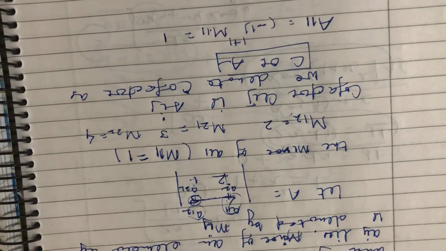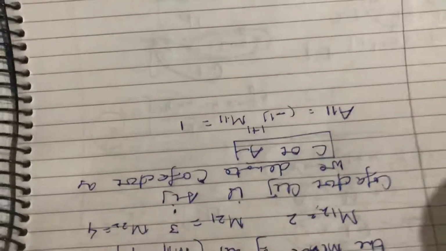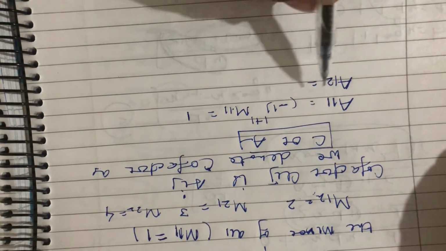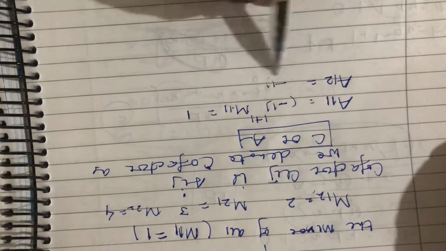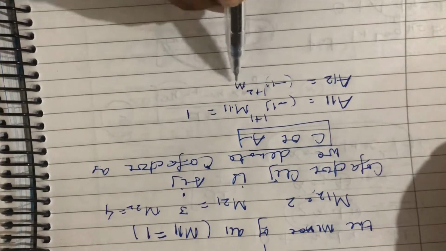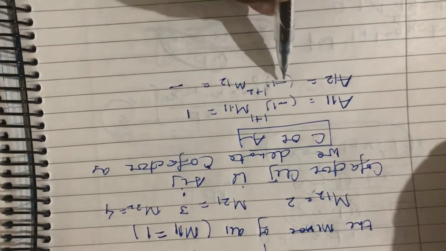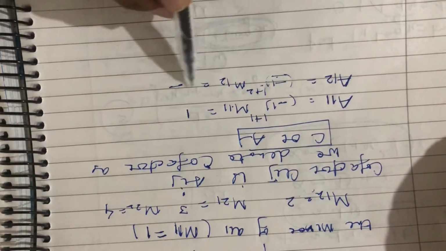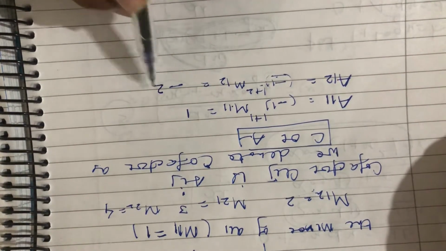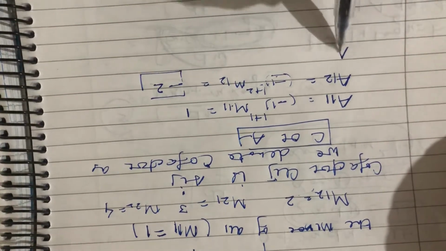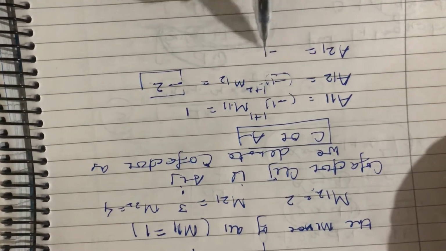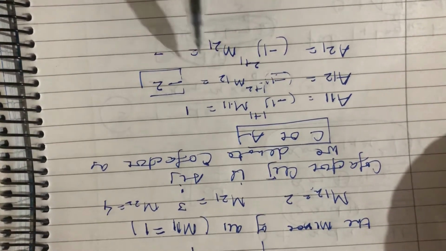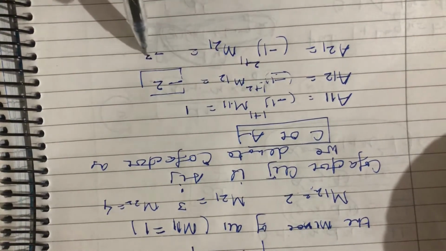Similarly, we want to find the cofactor of A12. It is (-1) raised to power 1 plus 2, with M12. Minus 1 raised to power 3 gives minus. Then M12 we have is 2, so the value is minus 2. Suppose it is A21: (-1) raised to power 2 plus 1 with M21. It is minus 1, M21 is 3, then minus 3.